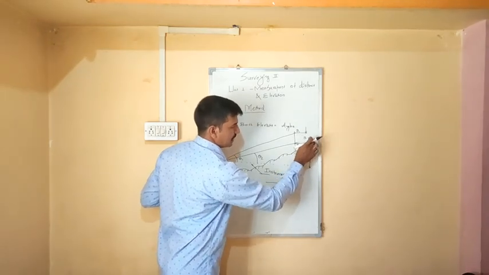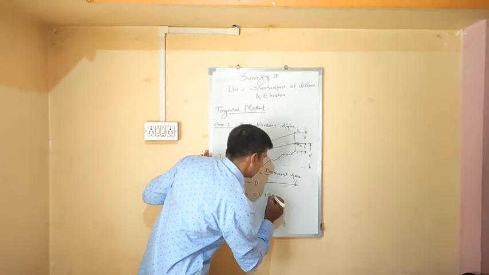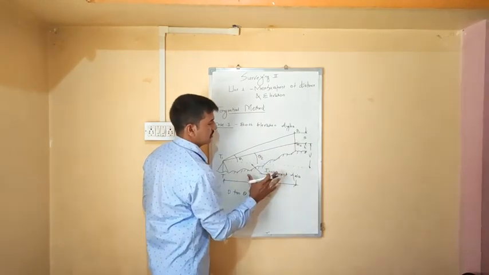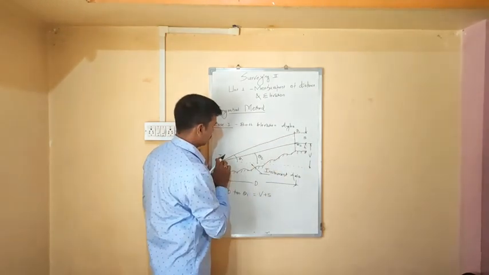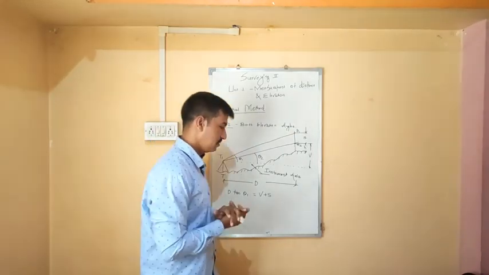So this will be V plus S. Just focus on D into tan theta 1. Theta 1 is nothing but the angle made from T1 to this B1, the ray from T1 to B1.